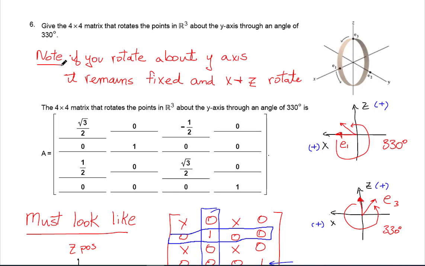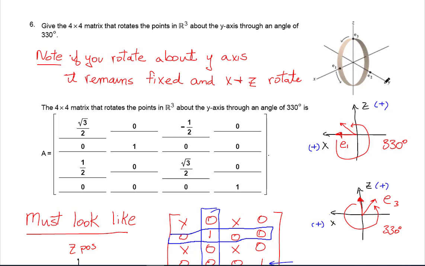Okay, looking here at question 6. We'd like to find the 4x4 matrix that rotates points in R3 about the y-axis through an angle of 330 degrees. All right, so there's a lot going on in this problem, some clear and some not so clear. First off, let's make the clear part. If we're rotating about the y-axis, that means that any point along the y-axis is not going to move.